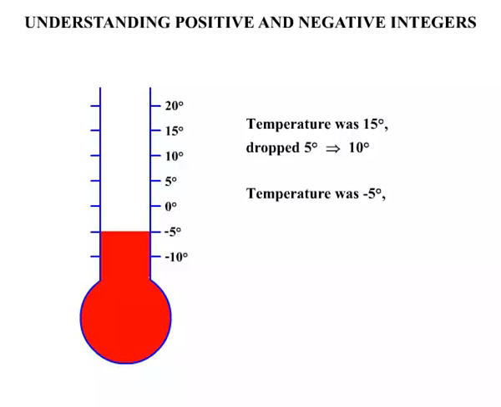If it was minus 5 and then it dropped another 5, it went down 5, you can probably see then that the temperature is now minus 10 degrees. Okay, very chilly.